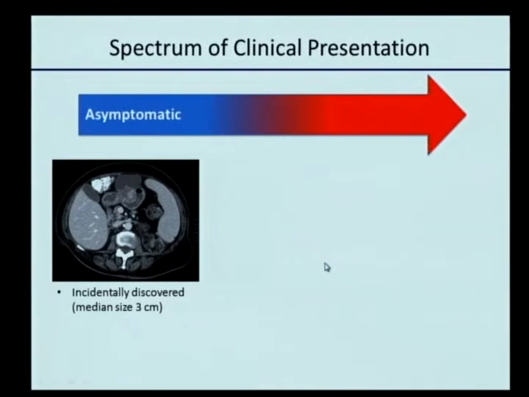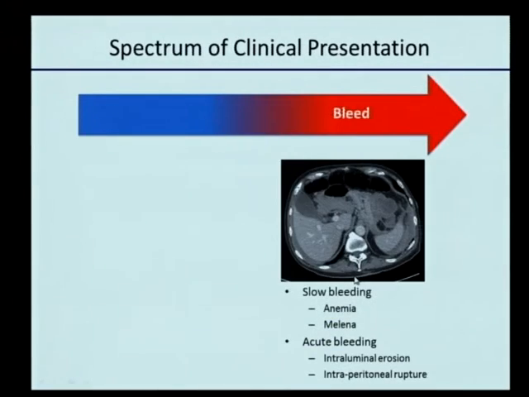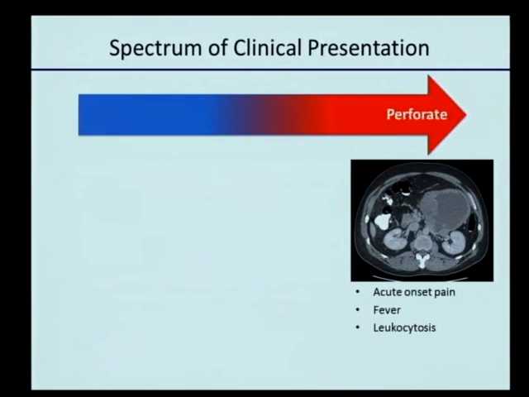The spectrum of clinical presentation can be very variable in these patients. They can present with small asymptomatic lesions found at the time of imaging for other reasons. Patients can present with nonspecific symptoms, including nausea and vomiting, abdominal pain, abdominal distension, or early satiety. These tumors can bleed, either intraluminally, leading to slow bleeds with anemia and melena, or acutely, with massive intra-abdominal or intraluminal bleeding. Or they can perforate, leading to fever, acute onset abdominal pain, and leukocytosis.